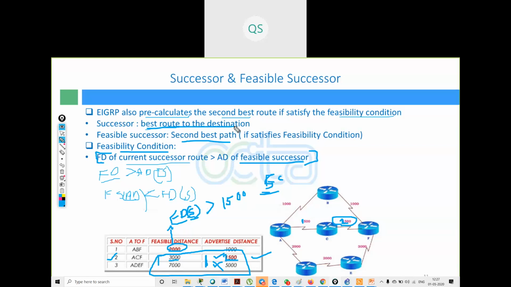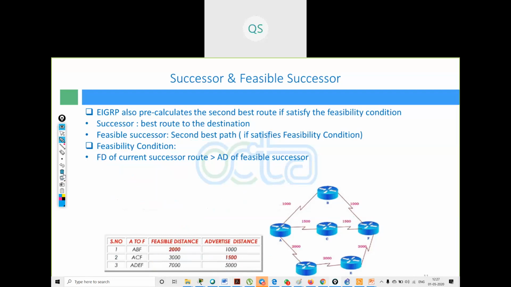Understood? Yes, sir. Got it? Yes, sir. Sorry, I don't understand this part. Please, can you explain the whole part again? Okay, I will explain again. Yes, please.